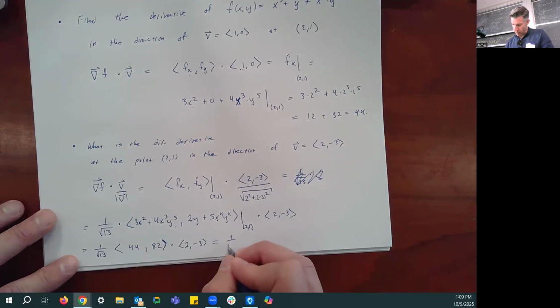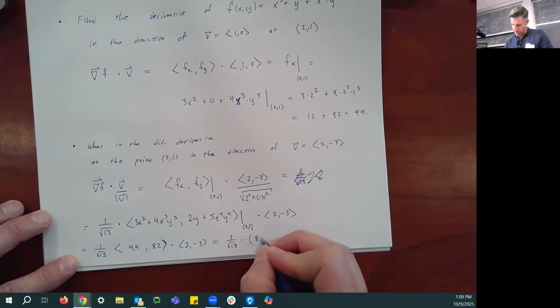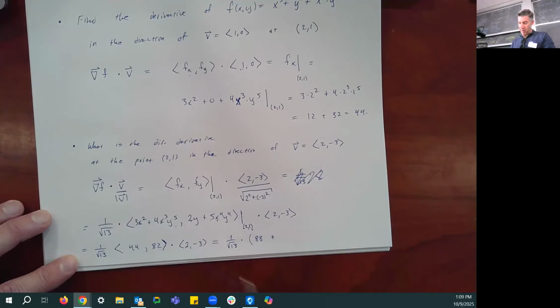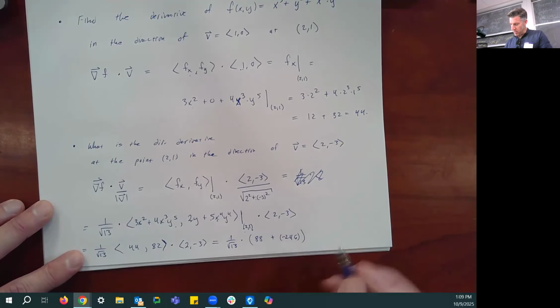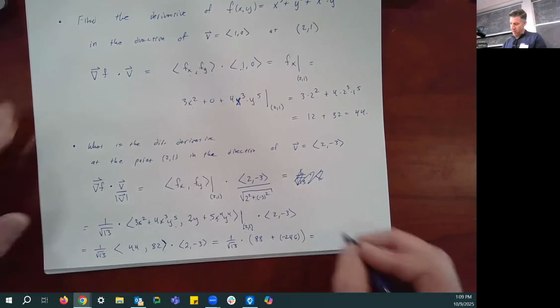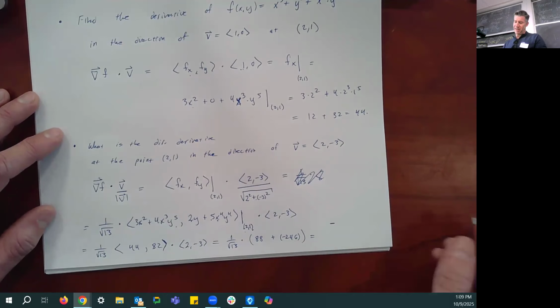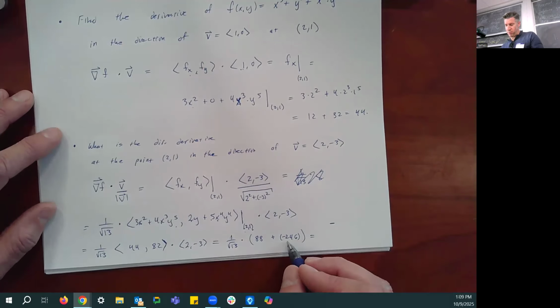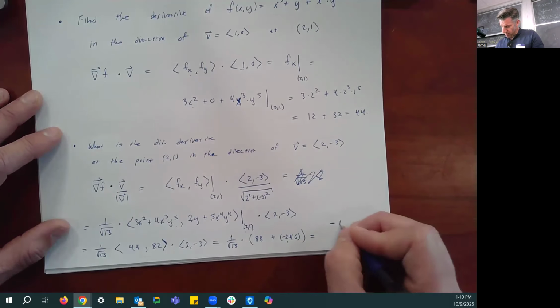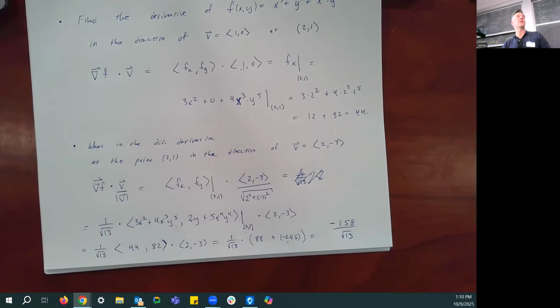We're going to get 1 over root 13 times 44 times 2, which is 88, plus 82 times -3, which is -246. And then we add them together and we get something like negative something. I don't know, 246 minus 88 is 158. So there's your slope in that direction starting at that point.